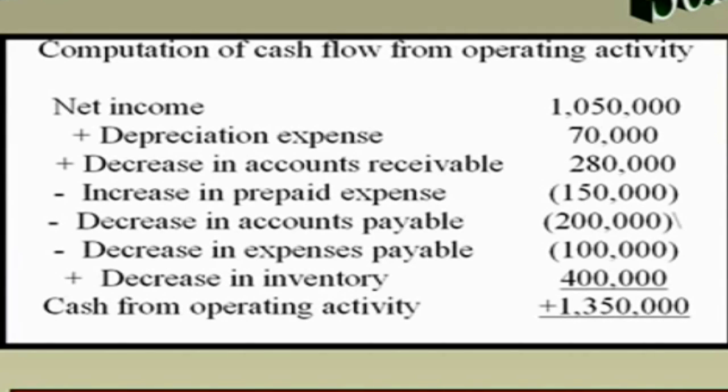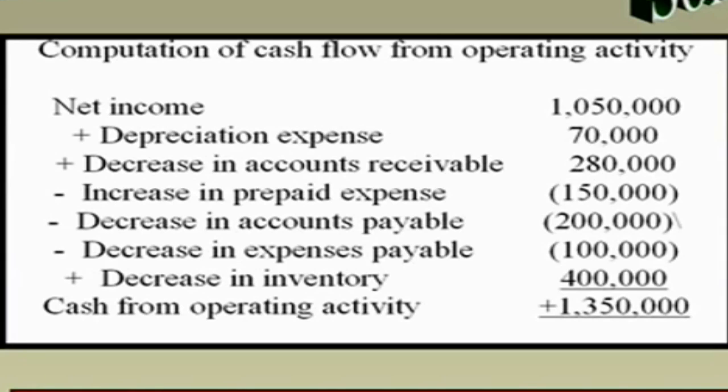Decrease in accounts payable. Accounts payable is a liability. What does the law say? Decrease in liability is bad. So you have to subtract. Why is it bad? Because if a liability goes down, it means you paid your supplier. That's bad from the cash viewpoint.